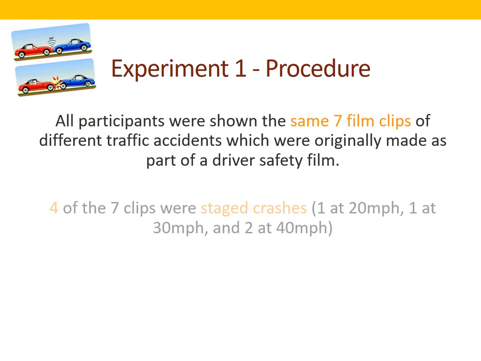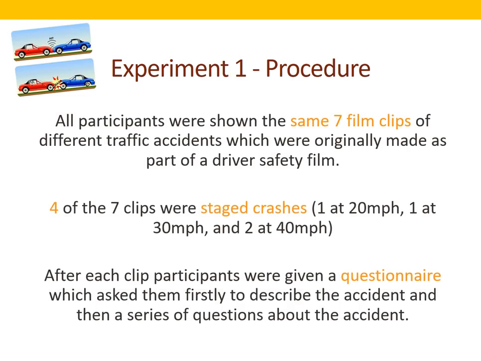Okay, so in experiment 1, all the participants are shown 7 film clips. Now this is standardised because they're all the same, 7 film clips. They were originally from a driver safety film. 3 of them were of real incidences of crashes, and 4 of them were staged crashes. So 1 of these was going at 20 miles an hour, 1 was at 30 miles an hour, and 2 were at 40 miles an hour.